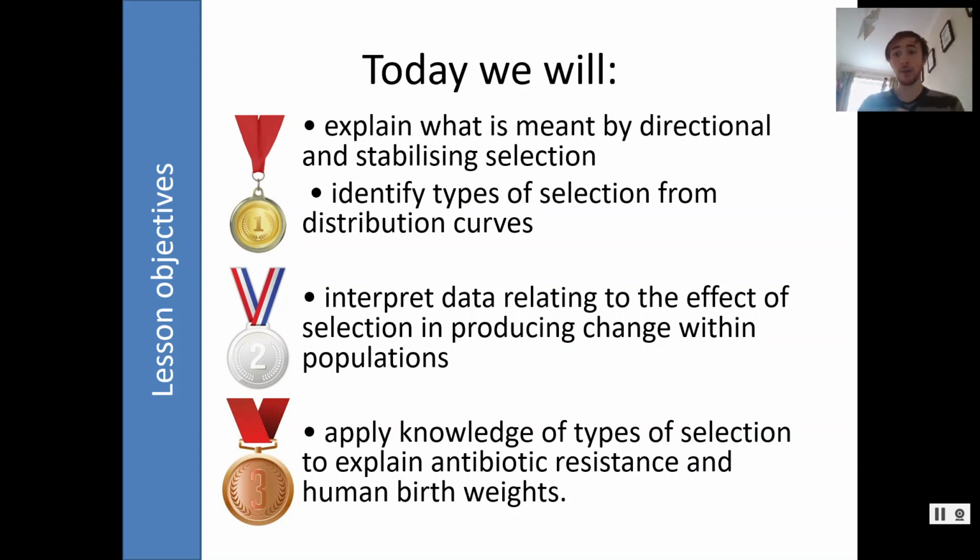The 2 we do need to know about for paper 1 are directional and stabilizing selection, and we're going to talk about them in a lot of detail. And then we might mention antibiotic resistance if we get some time. We probably will leave that to next lesson now.